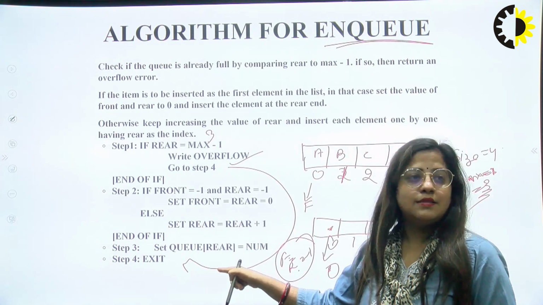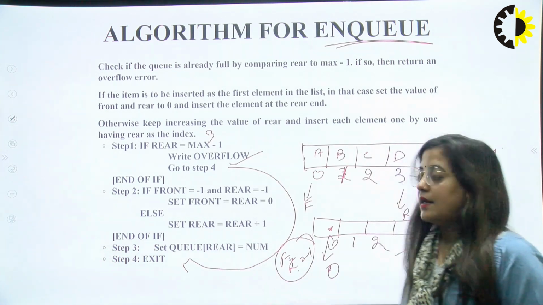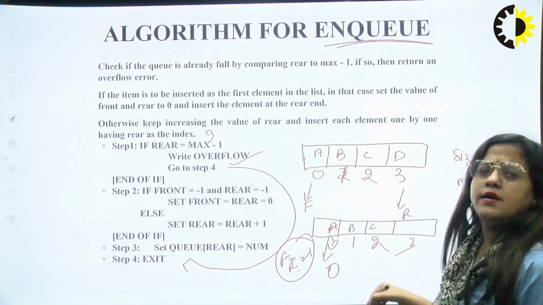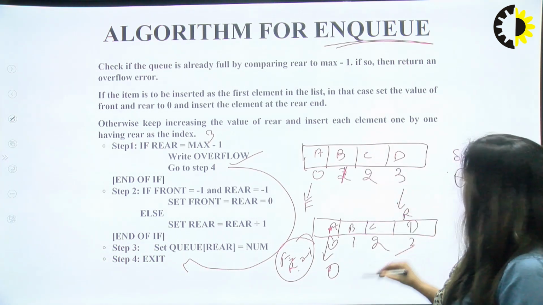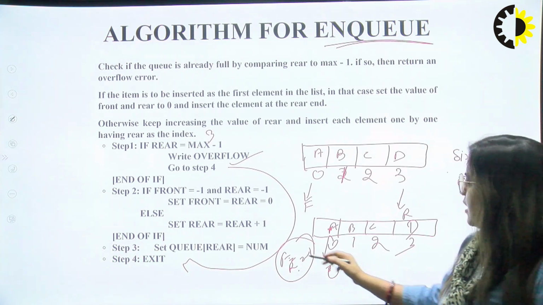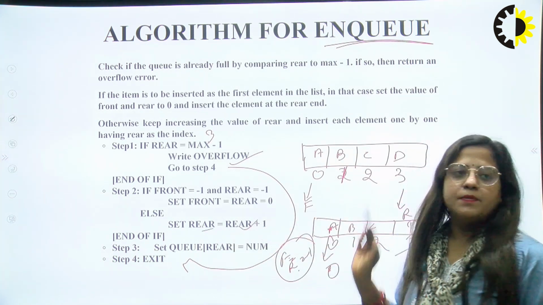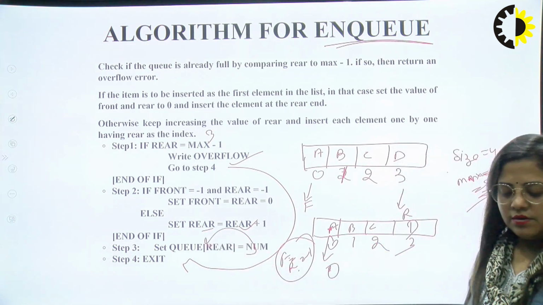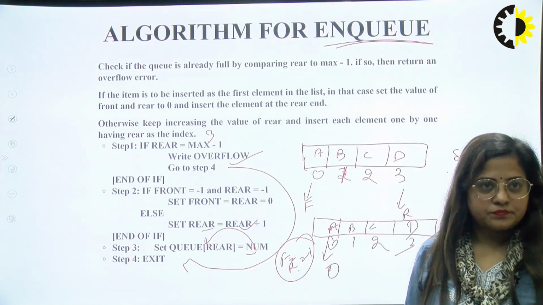Otherwise, you have A, B, C, and now you want to insert another number. You can easily insert your fourth number here, and the change is rear plus 1, so you insert your number at the end. So this is the algorithm of NQ.